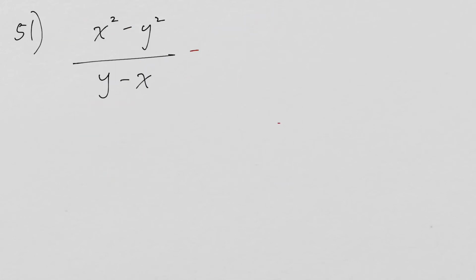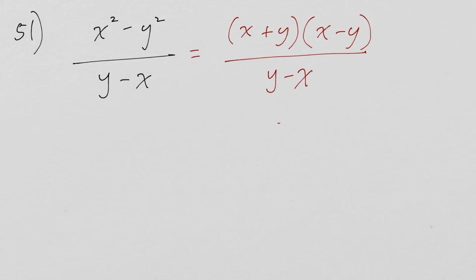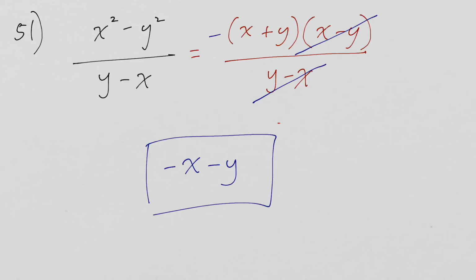Okay, in the numerator, we have the difference of two squares, so we end up with x plus y times x minus y. In the denominator, we have a y minus x. Now remember, when you're subtracting backward, you can simply cancel as long as you introduce a negative sign. And so when I distribute that negative into those parentheses, I'm going to end up with -x minus y. And that will be the final answer.